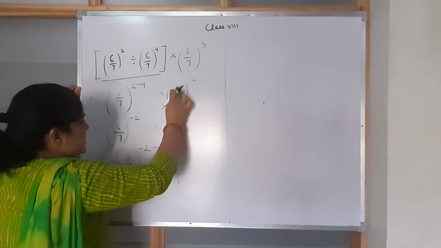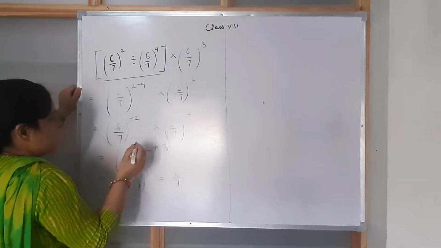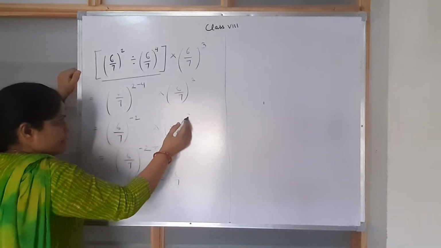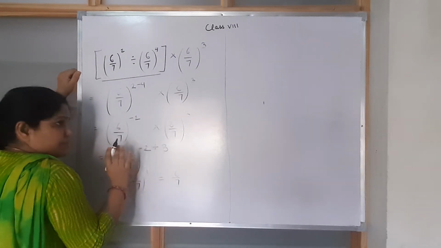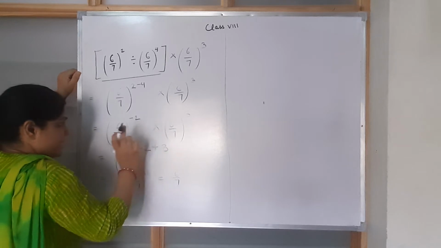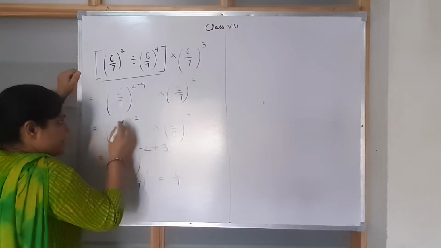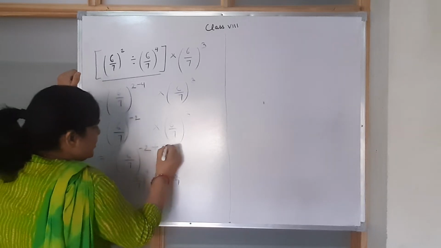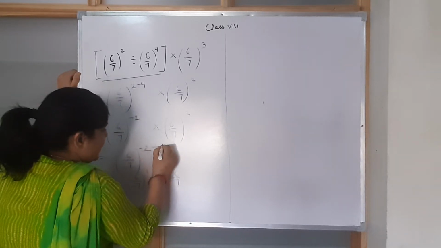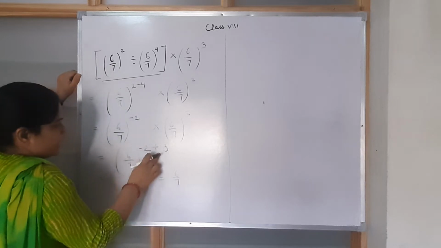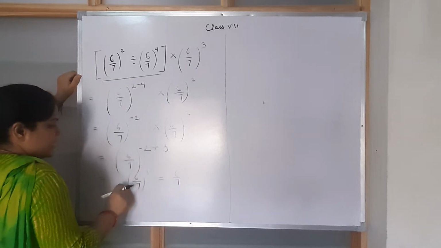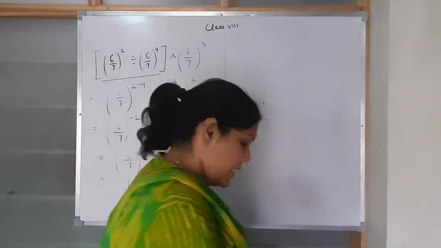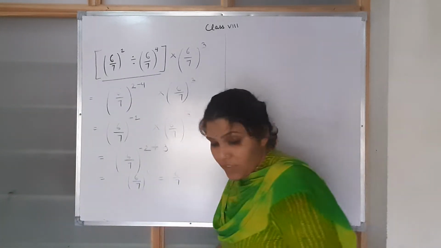Now multiply sign is there. 6 upon 7 raised to the power 3. Now 6 upon 7 to the power minus 2, 6 upon 7 power 3. Bases are same, multiply sign is there, so powers will be added. Our first power is minus 2, and our second power is 3. So we will add. Minus 2 plus 3 will be 6 upon 7 raised to the power 1, which is actually 6 upon 7. Alright, moving on to next question.